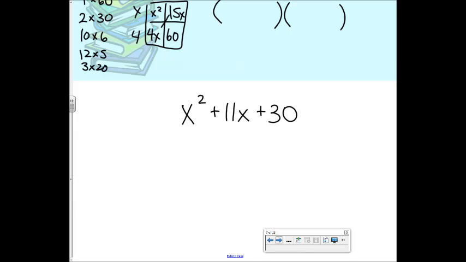All right, so try that one at your seats. Good, don't forget your parentheses. Good. Yeah, you're supposed to write down the answer.